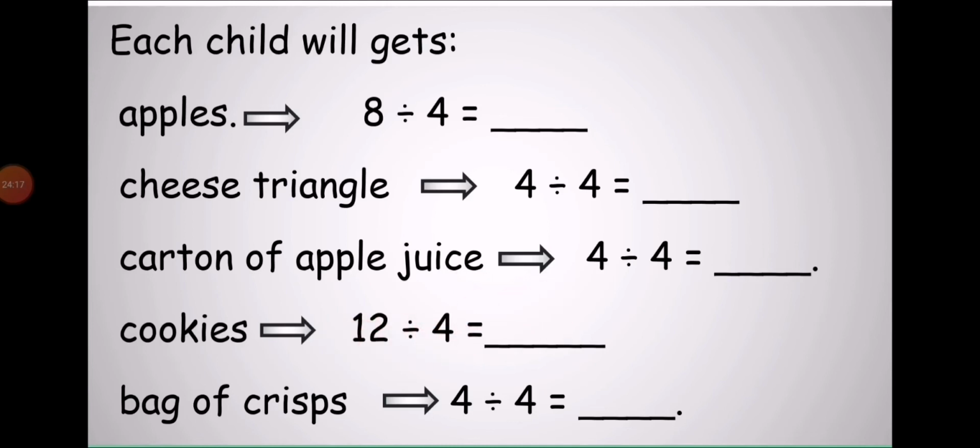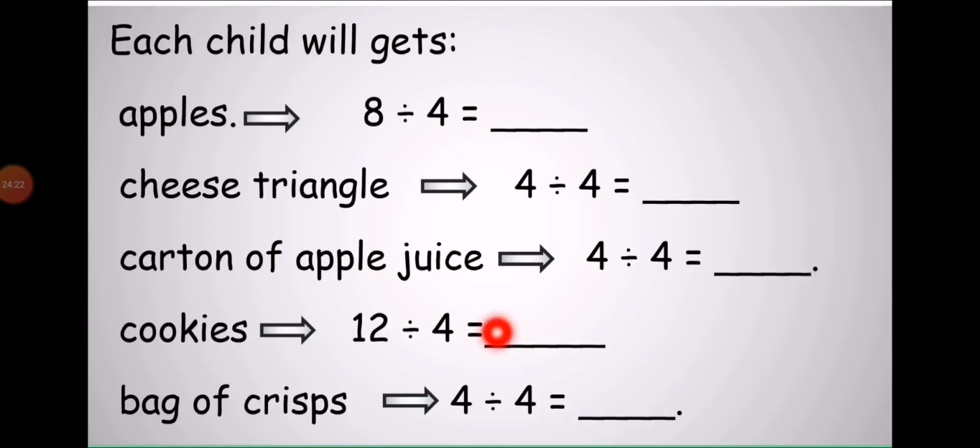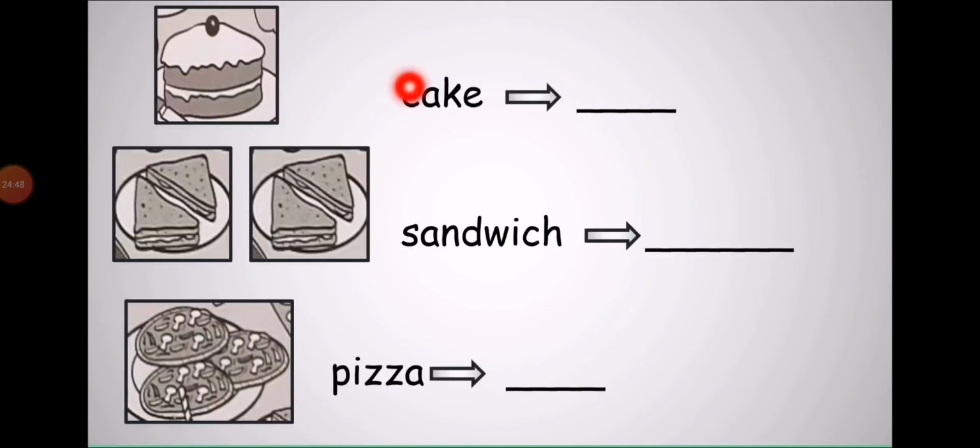Bag of crisps. We have counted the bag of crisps. They are 4. So again, I have written a division sentence here, 4 divided by 4. We are dividing the bags of crisps among 4 children. So you will divide, read the 4 table, write your answer, and then draw that answer. According to that answer, draw the bags of crisps in the plate. Please write these division sentences at the side of your plate.